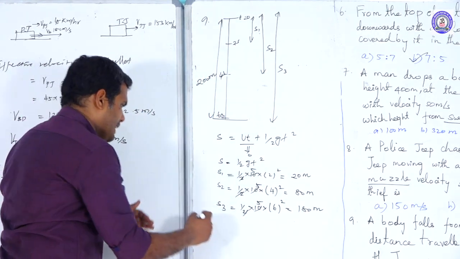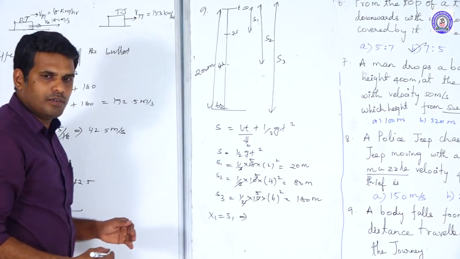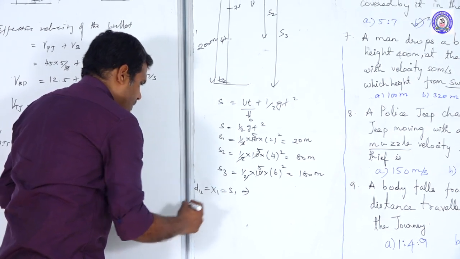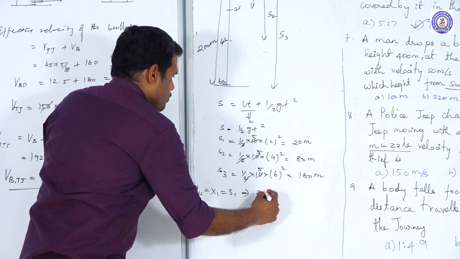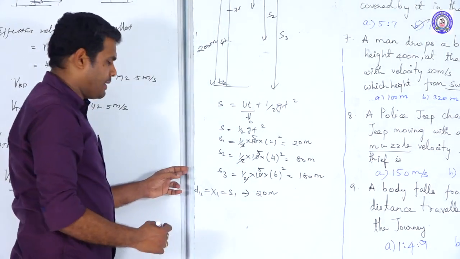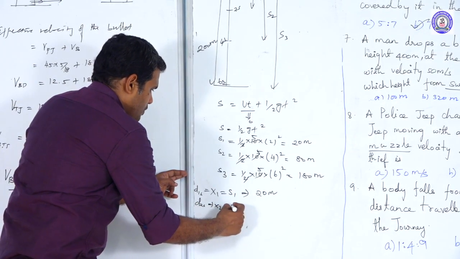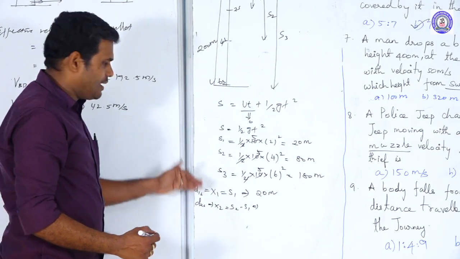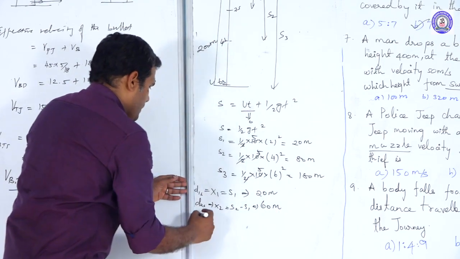Now, I can say x1 is equal to s1, where x1 is the distance travelled in the first second. Distance travelled in the first second is s1. So this is 20 meter. Distance travelled in the second is x2, which is s2 minus s1. So 80 minus 20, 60 meter.